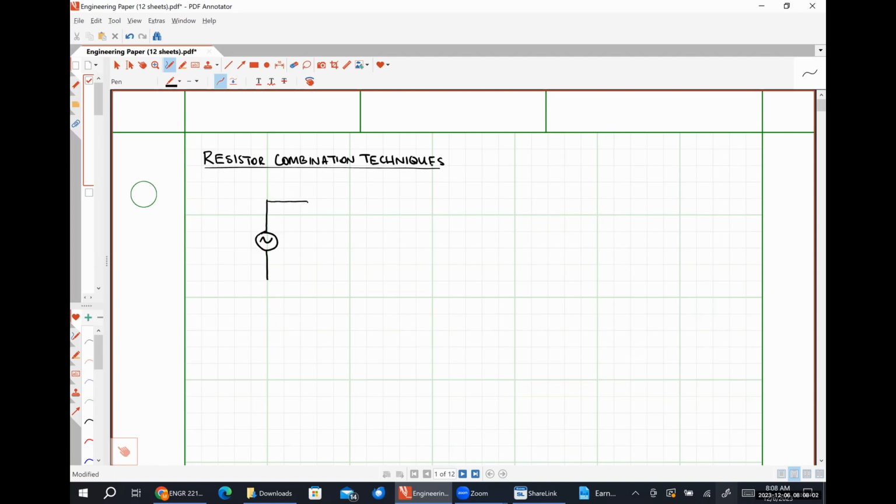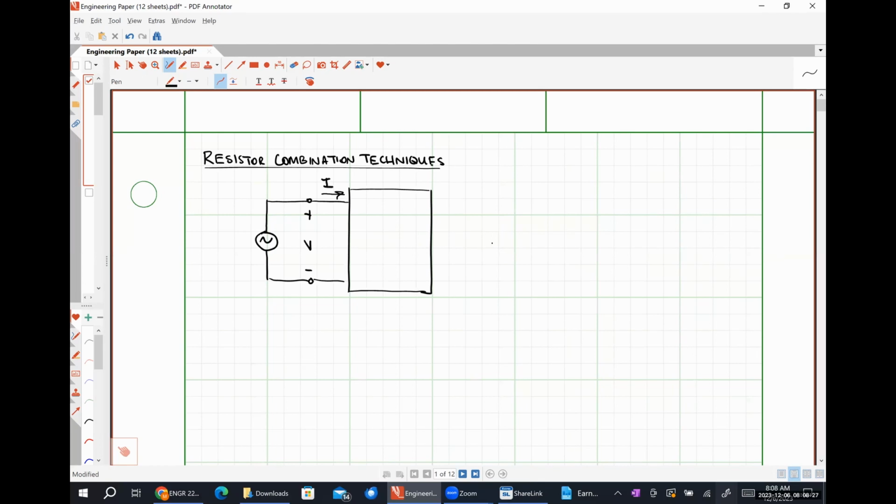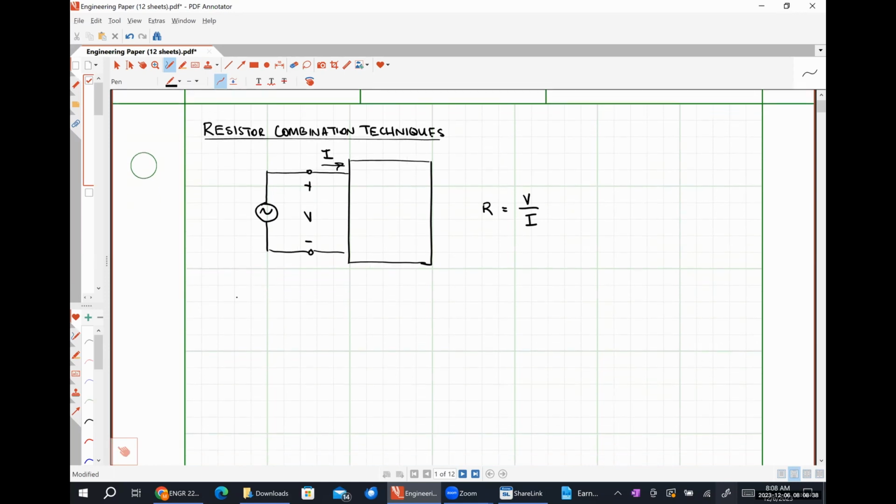If we have a generic network that is electrically excited, doesn't matter if it's by a voltage source or a current source, and we measure the voltage drop across the terminals of the network and the current flowing into the network, we can define the resistance of said network as simply the ratio of the voltage divided by the current. So with that in mind, let's look at a network containing resistors in series.